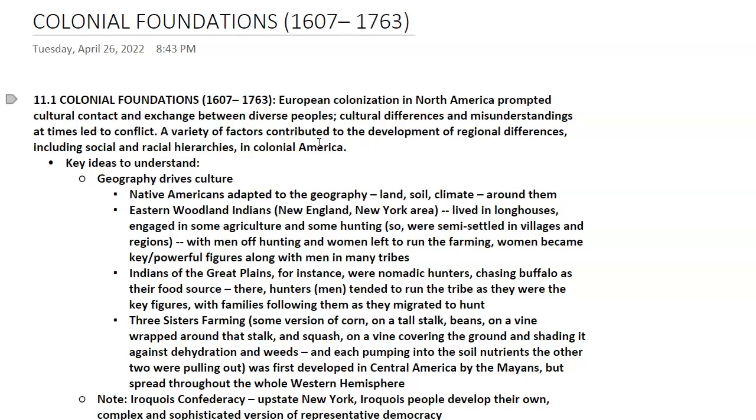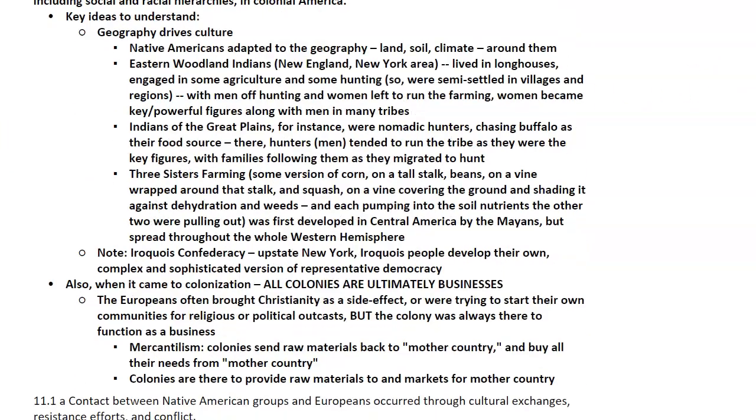I'm pointing out key ideas that you should understand before we even get started. Always remember, geography drives culture. Geography includes land, soil, and climate. That is the land formations, harbors, and mountains. Soil: how rich is the soil, and what kind of crops can you grow in it? And climate: do you have long winters or short winters, a long growing season? Is it generally warm, generally cold, and like that?